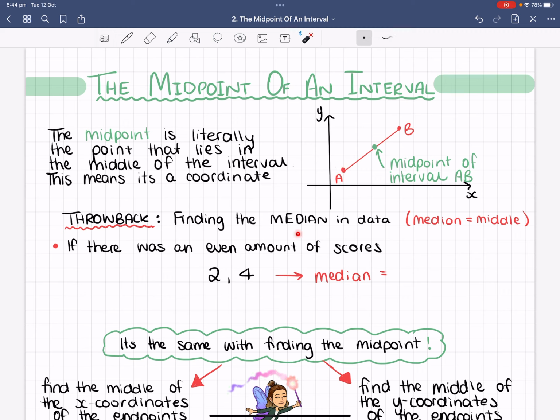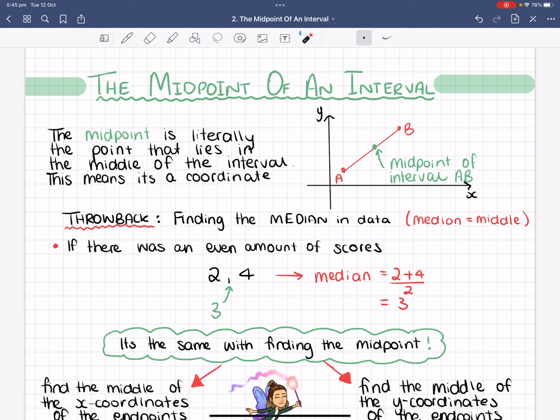So a quick throwback to when we were finding the median in data. Remember, the median was the middle score. If there was an even amount of scores, let's just say we've got 2 and 4, then to find the median, remember you had to add the two scores together. So 2 plus 4, and then divide it by 2, and that helped us find the number in the middle, which is 3. And as you can see, if we were to find the number bang in the middle of 2 and 4, it would be 3. Finding the midpoint of an interval is exactly the same.